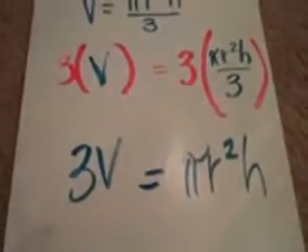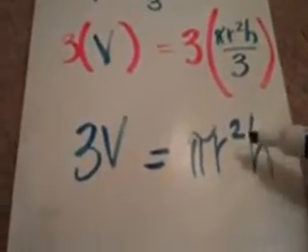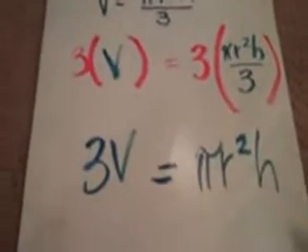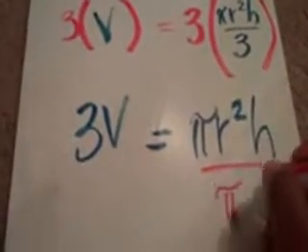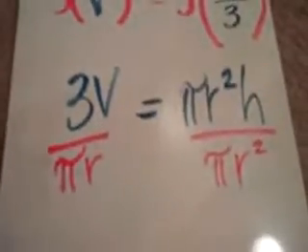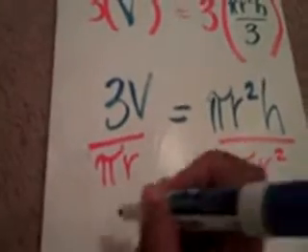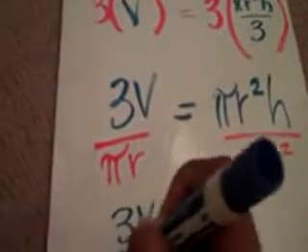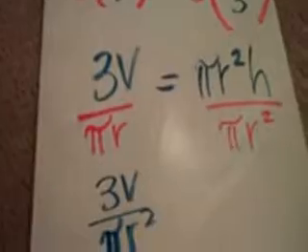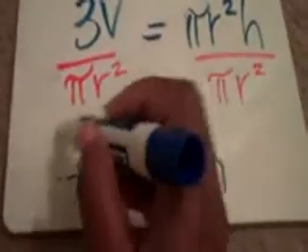Okay? Now I want h by itself. Well, it's being multiplied to pi and r squared. Well, if I divided both sides by pi and r squared, that will give me my h by itself over here and bring the rest of my equation over there with my 3 times v. So what I'm left with is 3v over pi r squared, I'm sorry I left the squared off in this step, is equal to h.